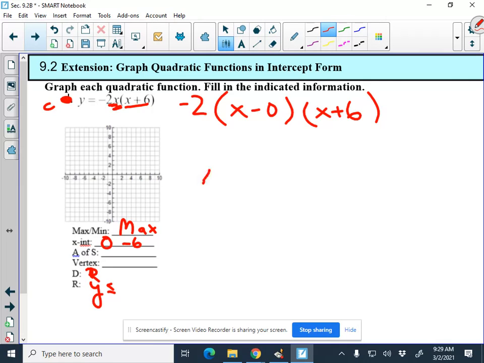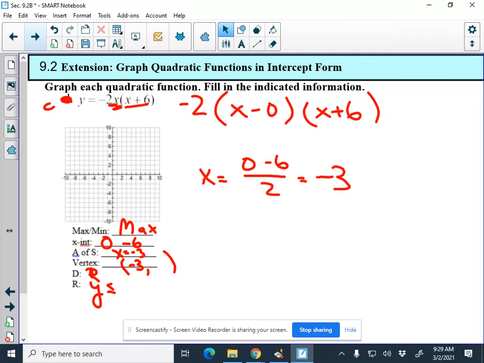Now the vertex, you take the two numbers, you take 0 and -6 and you average them, you're going to get -3. That's the axis of symmetry. It's also part of the vertex. To get the rest of the vertex, you have to put it in. Now remember, that 0 is not technically there. It's okay if you put it there. But we're just going to put it into this equation.